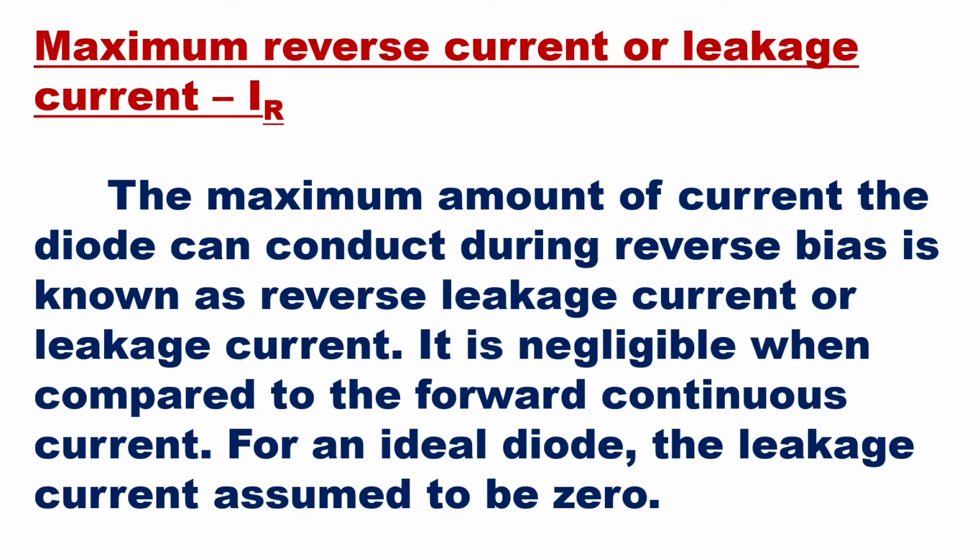Then what is maximum reverse current or leakage current? The maximum amount of current the diode can conduct during reverse bias is known as reverse leakage current or leakage current. It is negligible when compared to the forward or continuous current. For an ideal diode, the leakage current is assumed to be zero. Initially, it will be zero until you reach the reverse breakdown voltage. After you reach the reverse breakdown voltage, the minority charge carriers will start multiplying, and there will be a heavy inrush of minority charge carriers, which will give a heavy breakdown reverse current.